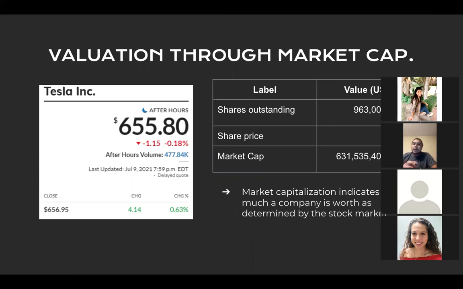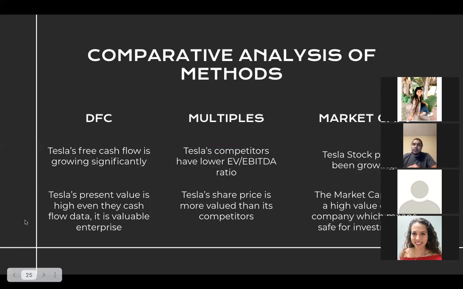Now with the valuation through the market cap, first we need the share price. In this case, with the value of July 9th, is $655, and the shares outstanding is 963 millions. And we have the market cap value is more than 631 billion. And this indicator shows how much the company is worth determined by the stock market. Next slide, please.